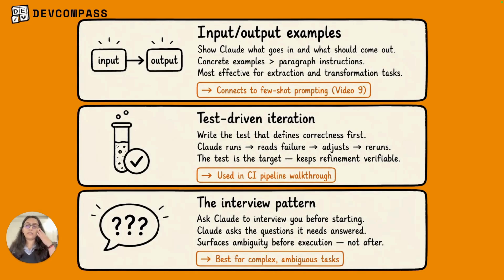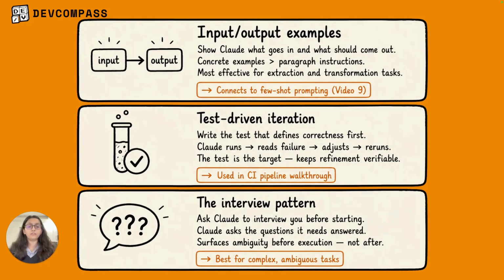The second one would be test-driven iteration. You write the test that defines correctness first, then ask Claude to make the code pass it. So Claude runs the test, reads the failure, adjusts the code, then reruns. The test is the target. It should be the target. So it keeps refinement grounded in something very verifiable, and it is mostly used in the CI pipeline walkthrough. You will see it there, which will be the capstone for stage 4. So that is where the technique gets applied directly. So again, remember it. Third is the interview pattern.